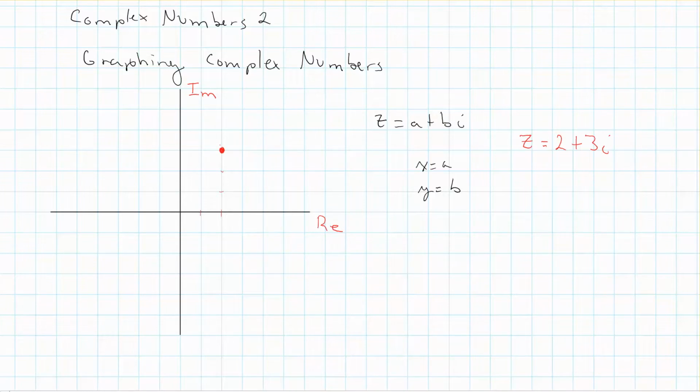And then we can do a similar thing here if we have, for instance, z is equal to negative 3 minus i. Well, that would just be going to the left 3, 1, 2, 3, and then down 1. And so that would put a complex number right there. So that's really all there is to graphing complex numbers. It's just plotting points like we're used to.